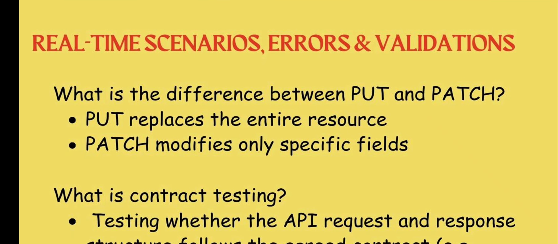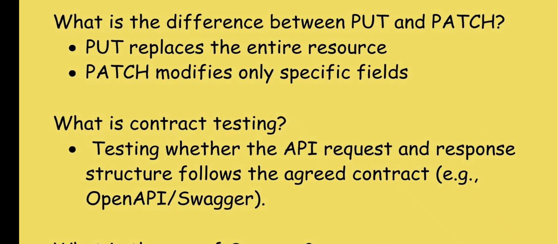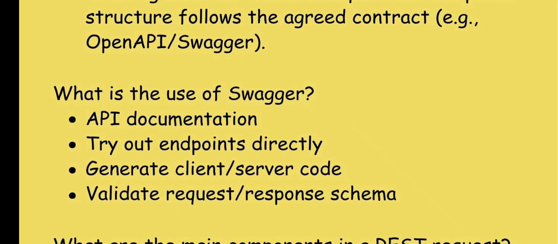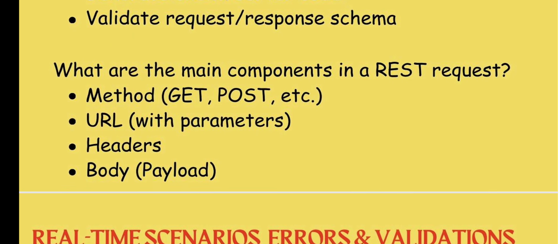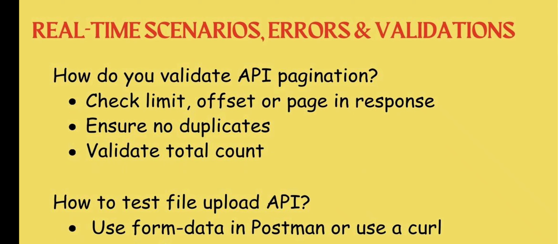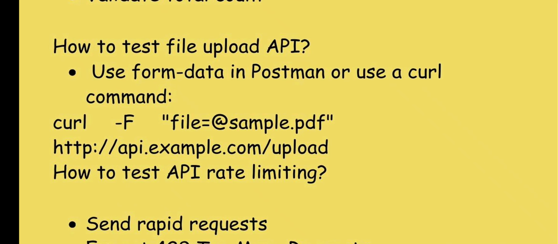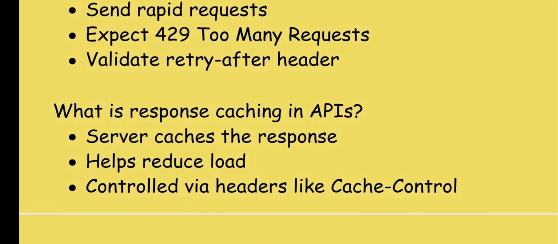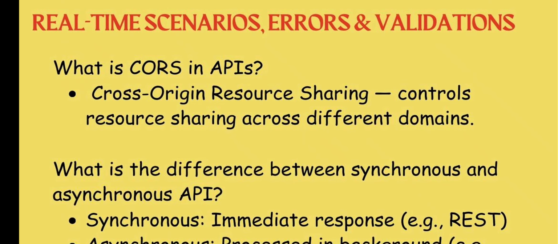And the next topic is about real-time scenarios, errors and validations. Okay, let's get started. What is the difference between PUT and PATCH? What is contract testing? What is the use of Swagger? What are the main components in a REST request? How do you validate API pagination? How to test file upload API? How to test API rate limiting? What is response caching? What is CORS?